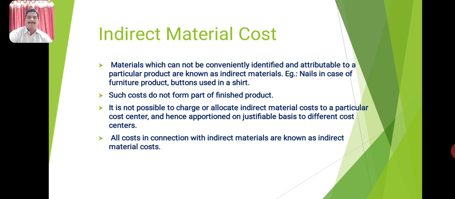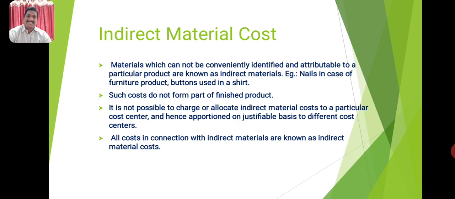Okay, then let us see what indirect material cost is. Materials which cannot be conveniently identified and attributable to a particular product are known as indirect material. But those materials are also required by an organization for production or manufacturing. That is, apart from the direct material, certain material which may not be conveniently identified or charged to the product is also used, and that material is called indirect material.